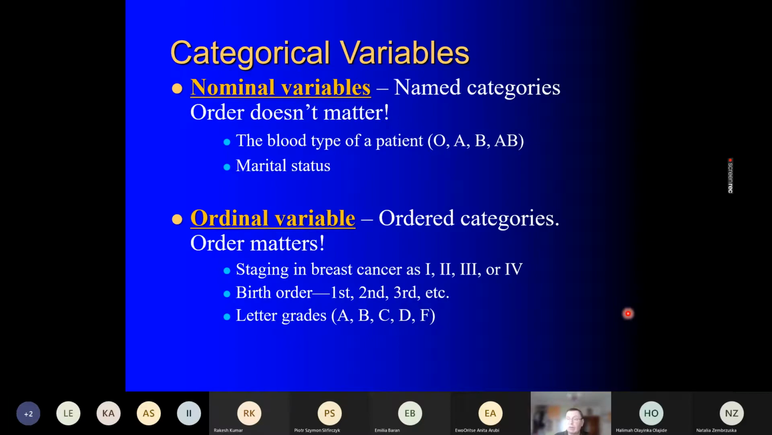Also, we can't calculate an average. The average between cancer stage 2 and stage 3 would give us 2.5. What is this? Again, it does not make any sense.